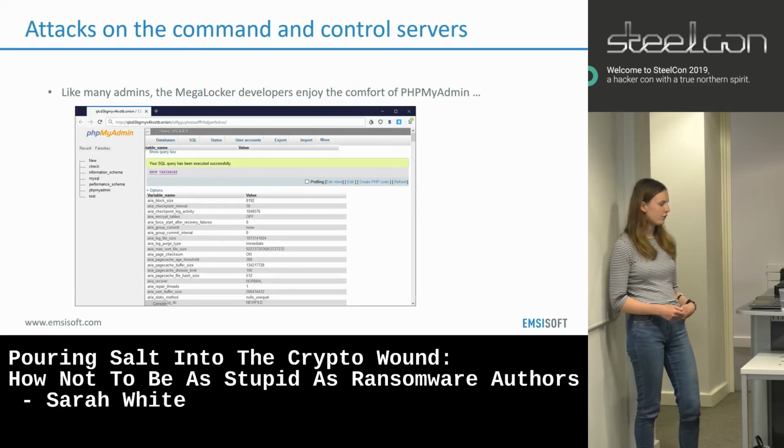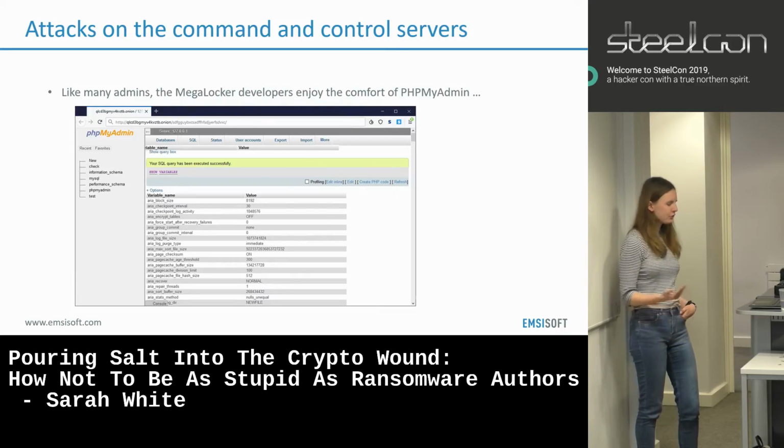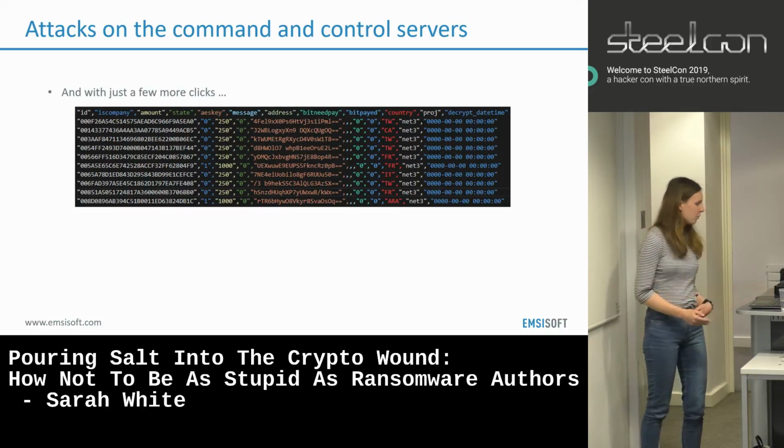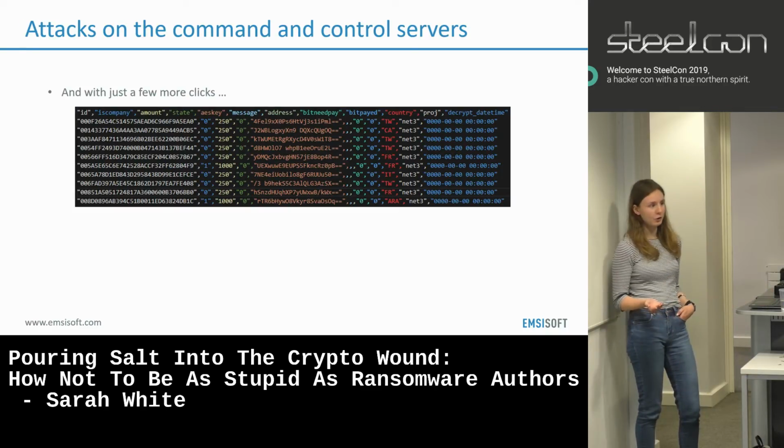MegaLocker operators didn't know how to manage MySQL without help, so they decided that they were going to use phpMyAdmin, which is fine. They thought that just using a random directory with no authentication would be enough security. Of course, they should have thought again. With a few clicks, it was very easy to find and dump all of their victims and keys. GandCrab is another example of ransomware that was owned in the same way.